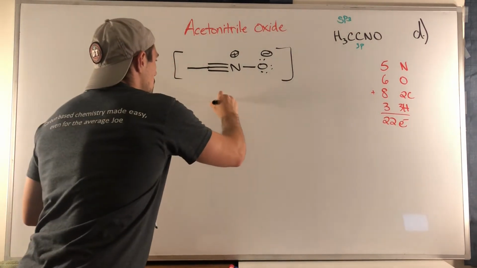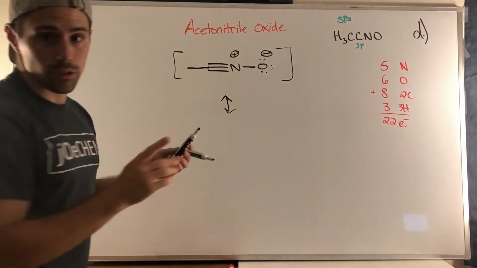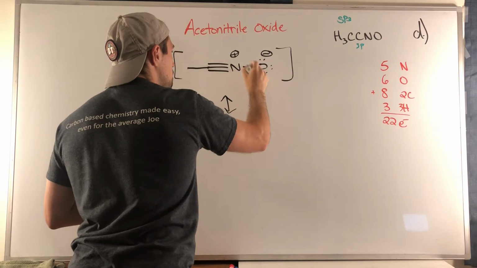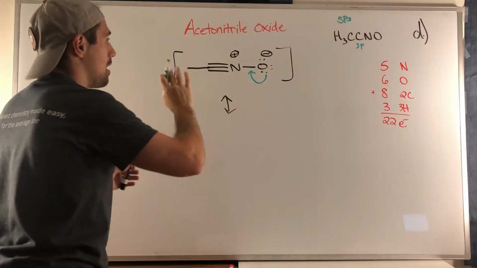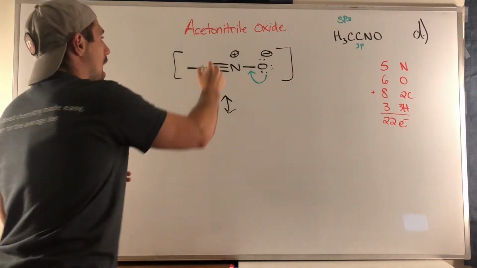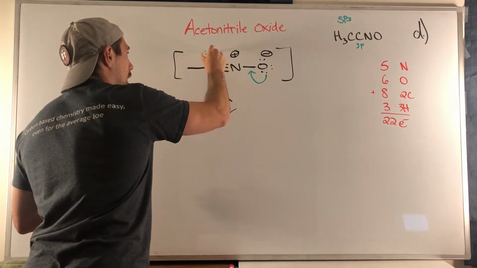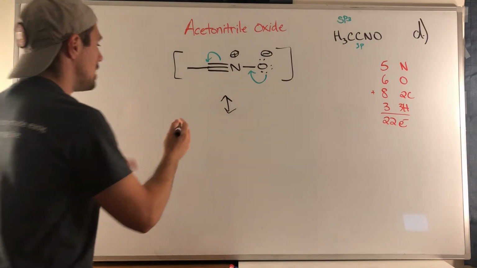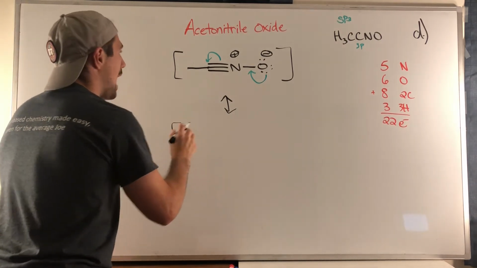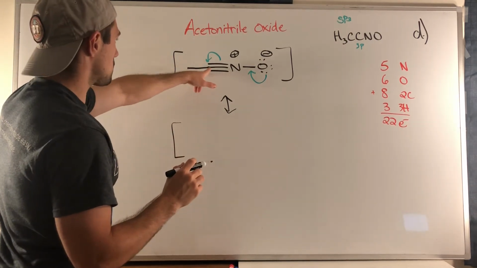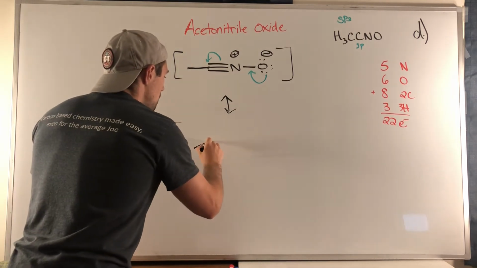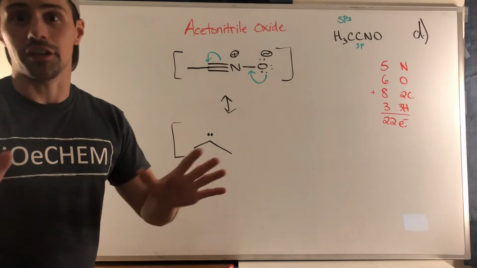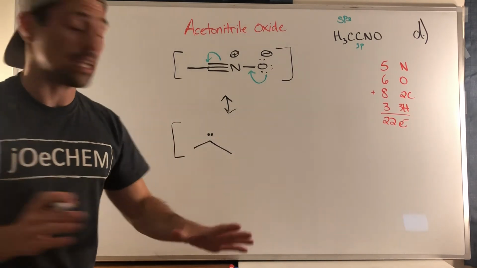So one thing I can do, I'll draw my double-headed arrow to say, hey, look at me, I'm drawing resonance, is I could swing electrons in like this and make a nitrogen-oxygen double bond, and then I could boot an electron pair up on the sp carbon. So in doing so, now I have two carbons right here, and since the lone pair is now up here, this carbon is no longer linear. It's going to be sp2. It's going to be trigonal planar.